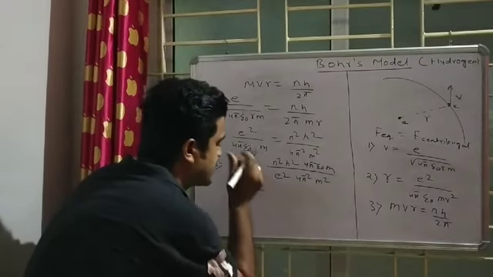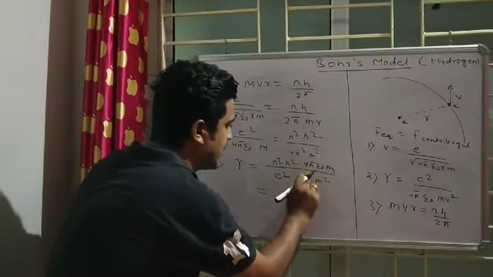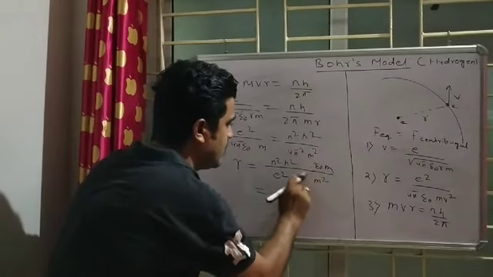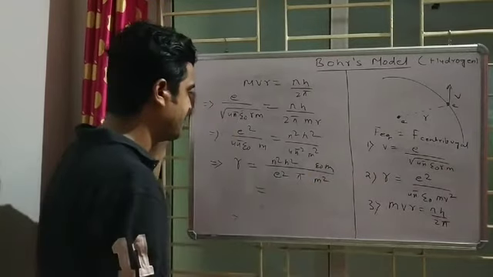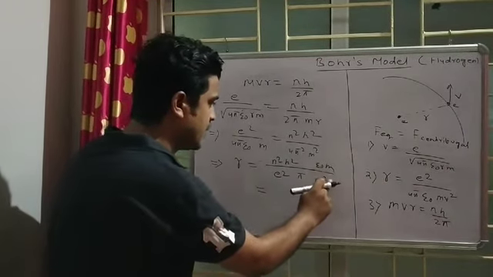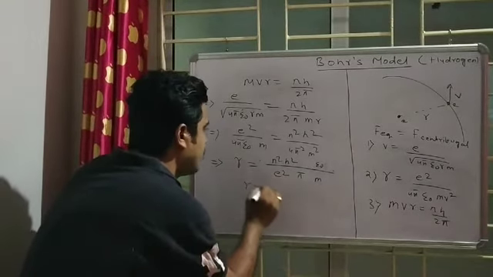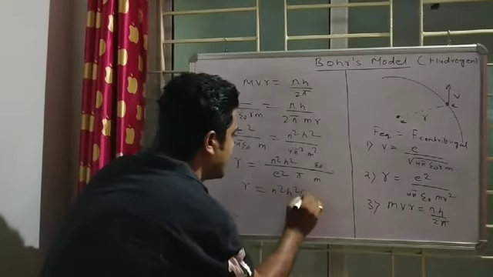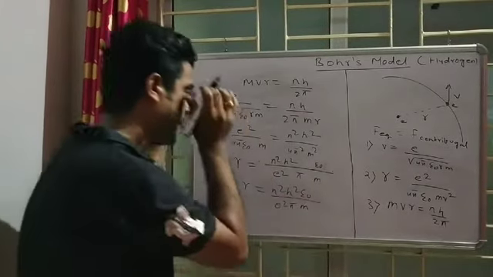So let's cancel each other. This 4 pi will get cancelled, and the remaining will be only pi. Remaining will be only pi, and m square, m is there, so remaining will be only m. So finally I am getting r equal to n square h square epsilon 0 by e square pi m.